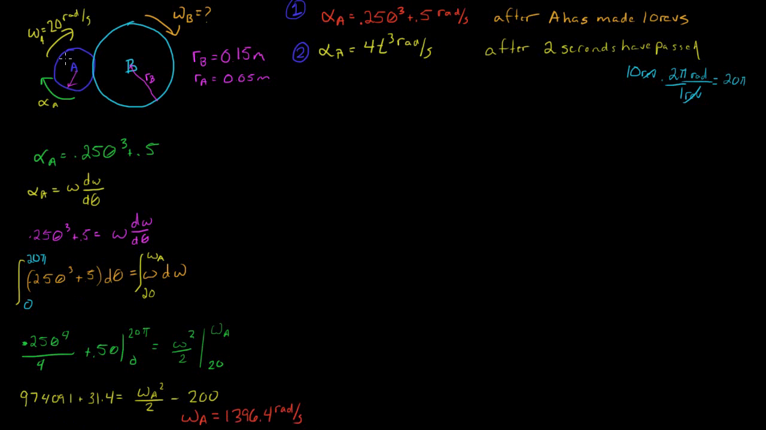Okay, so that's what this final angular velocity of A is. So what's the final angular velocity of B? Well, we know that these gears touch right here, so the velocity of B at this point is equal to the velocity of A. Since they're touching, the velocities have to be the same.